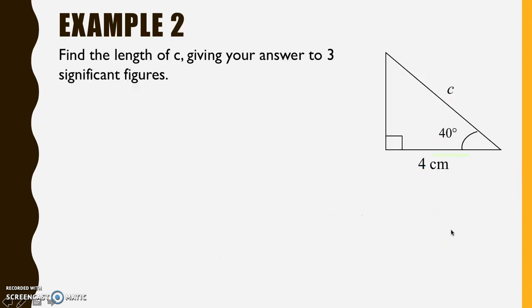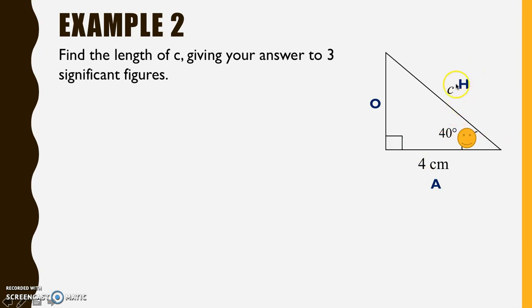Okay, so let's take a look at example 2. In example 2, we are still given a right-angled triangle. Find the length of C, giving your answer to 3 significant figures. Same thing: label the 4 things. The angle of interest. The hypotenuse is always opposite the right angle. The opposite is always the side opposite to the angle of interest. And the adjacent is what's left, which is 4 centimeters.